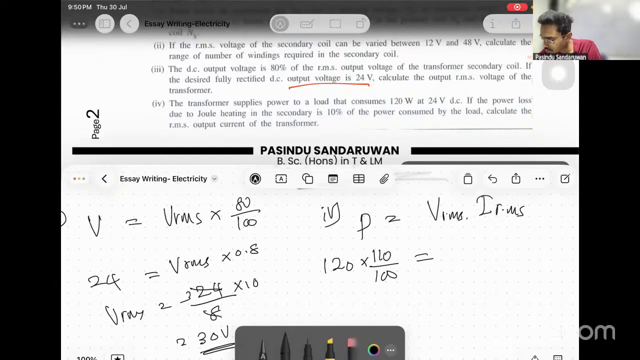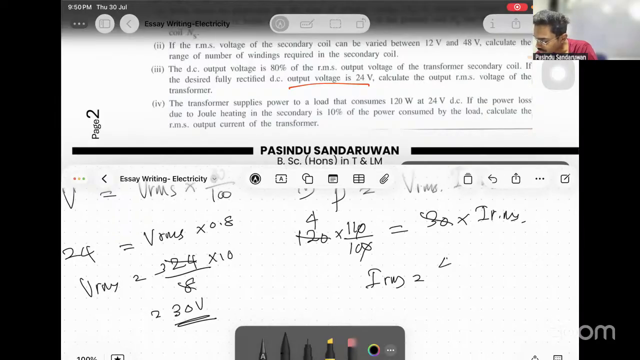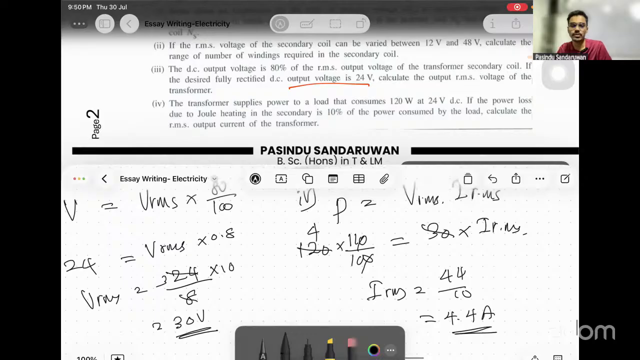Then VRMS was 30. That we know, right? We need IRMS. Then this is 30 times 4, no? 30 times 4, the 0 and 0 cancel off. Then IRMS equals 44 over 10. That is 4.4 amperes. Right? 4.4 amperes.